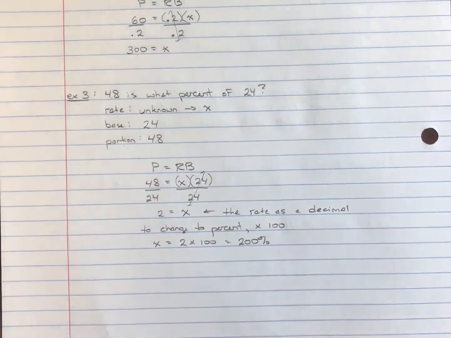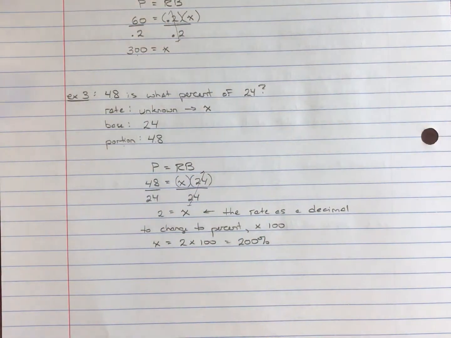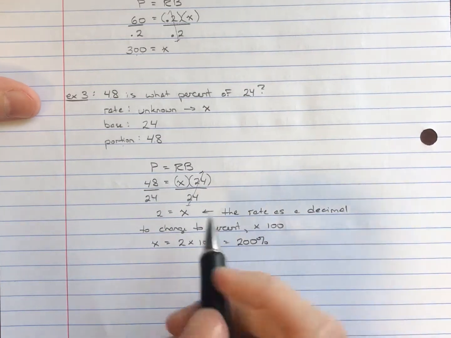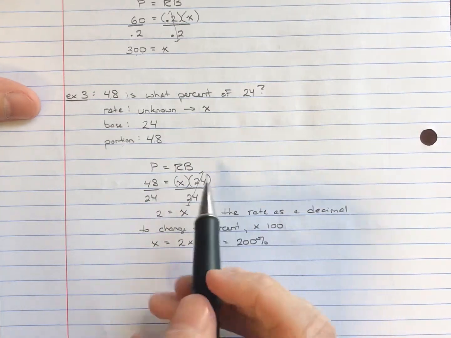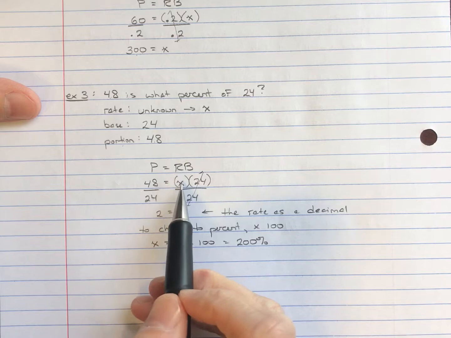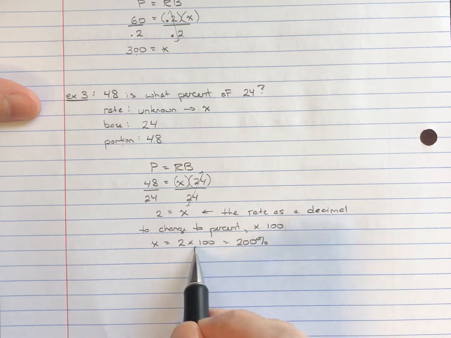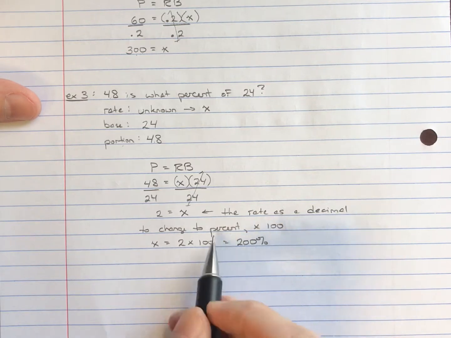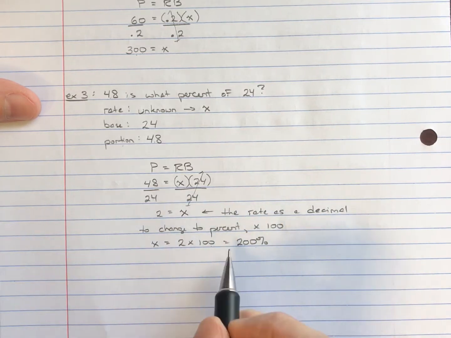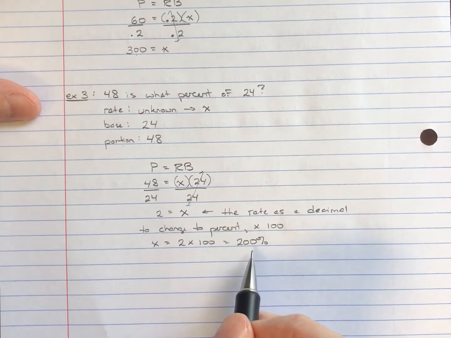Okay? Again, it's so important to keep in mind that when your rate is in here, the rate in here is a decimal, the decimal equivalent of the percent. If you're looking for the percent, you need to multiply by 100, which we know, of course, is the same as moving the decimal 2 places to the right.